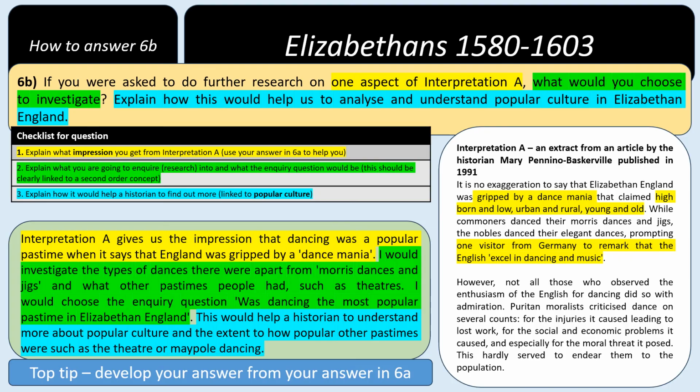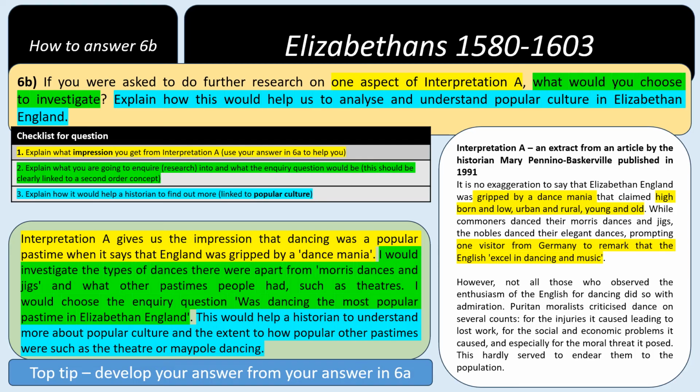So begin by saying interpretation A gives us the impression that dancing was a popular pastime when it says England was gripped by a dance mania. So that's your starting point. So you're very much using your ideas from question 6A to help you there. I would investigate the types of dances there were, apart from Morris dances and jigs, and what other pastimes people had, such as going to the theatre.